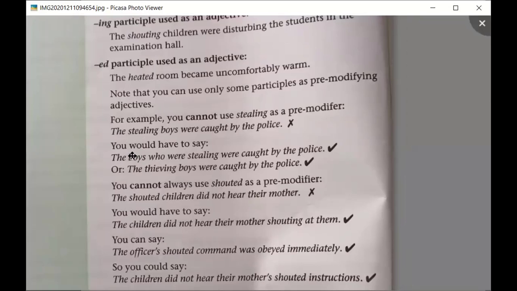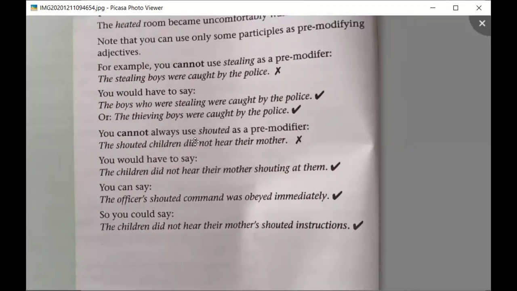However, you would have to say "the boys who were stealing were caught by the police." You cannot say "the stealing boys." You can also say it this way: "the thieving boys were caught by the police." You cannot always use "shouted" as a pre-modifier.